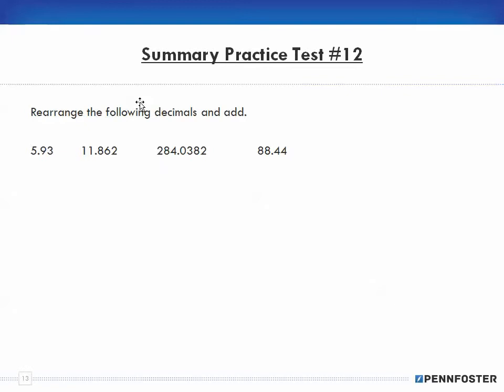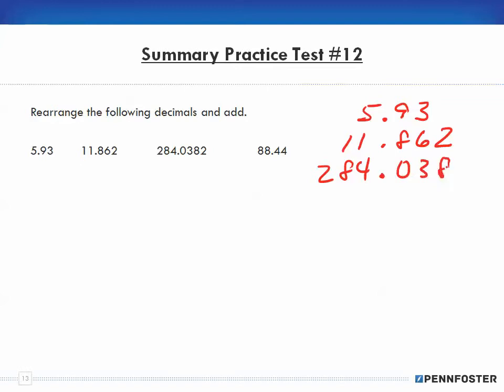12. Rearrange the following decimals and add. So I'm making sure I'm putting everything aligned properly. 5.93. Keep my decimals aligned correctly. 11.862. Again, positioning is important. 284.0382. And then 88.44. Then add them up.